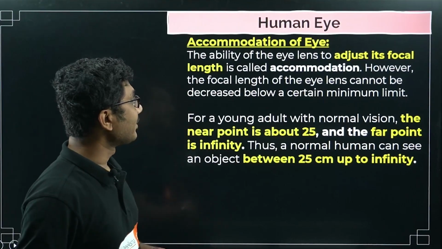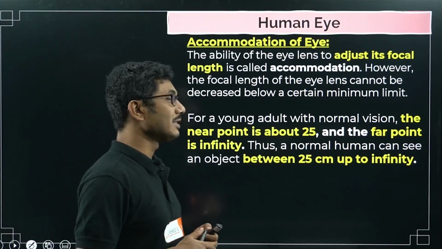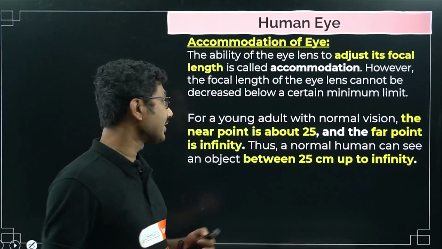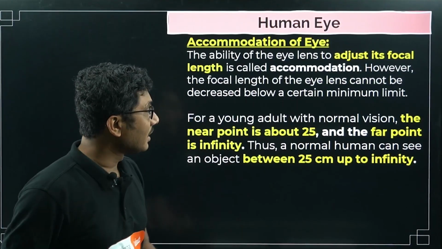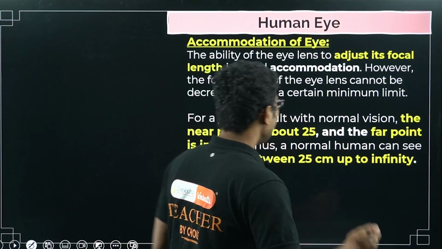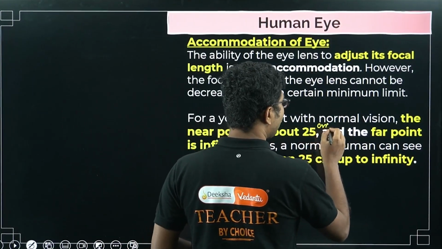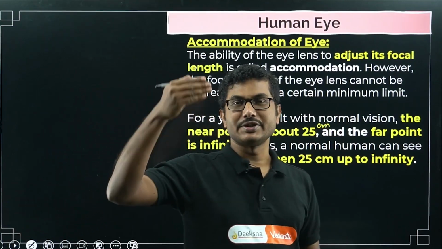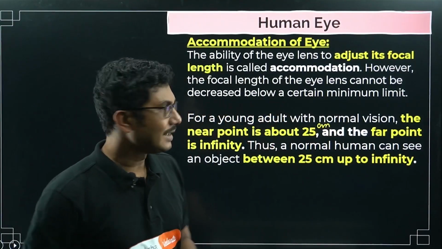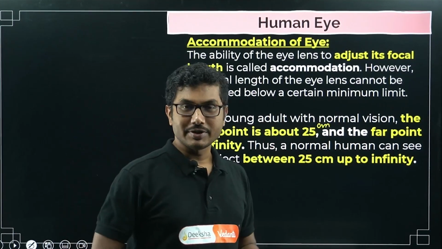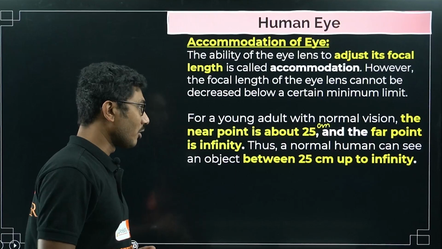However, the focal length of the eye lens cannot be decreased below a certain minimum limit. That is called minimum distance of distinct vision. What is that? For a young adult, the normal vision, the near point is about 25 centimeter. Okay, 25 centimeter is the distance up to which we can see. This is the minimum distance. Minimum distance of distinct vision is 25 centimeter, and the far point is infinity. Far point is obviously infinity. We can see up to infinity with a normal eye.